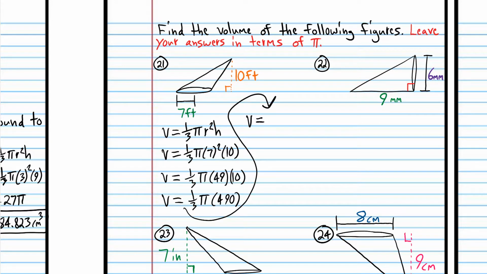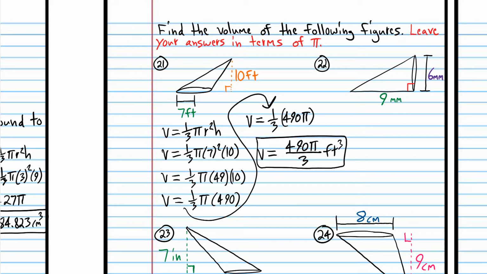And then you can just put the pi and the 490 together. If you want to, you can do all this stuff in your head. It's not really that necessary to show all these steps if you can do it in your head. So we get 490 pi, and then the final answer, if you want to write it in the most compact form, which you always should if you can, would be 490 pi over 3, and the units are cubic feet.